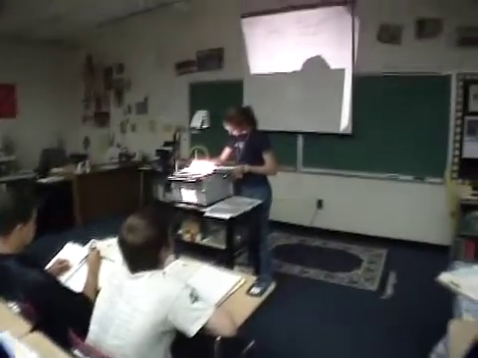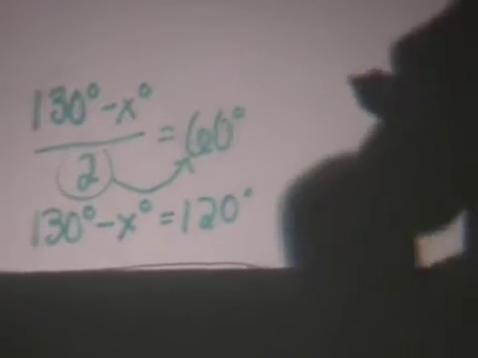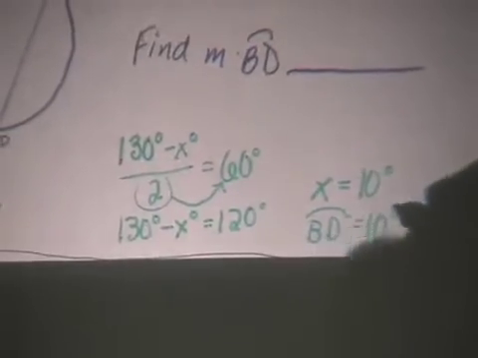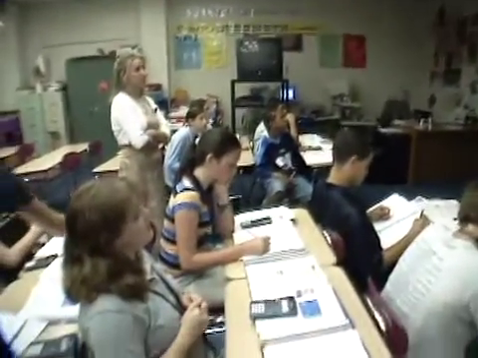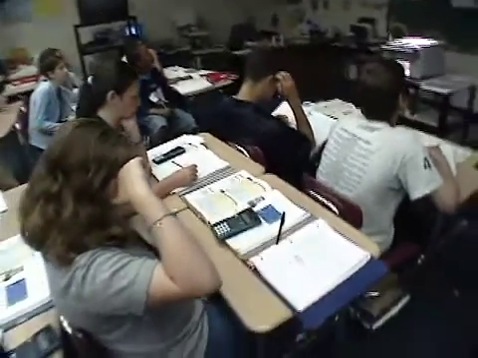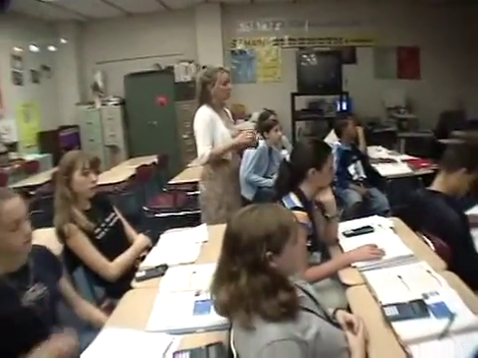Leah did hers with an equation. She followed with the subtraction. 130 minus x divided by 2 should give you 60 degrees, she says. She moved the 2 over and got 120. 130 minus x equals 120. So she filled in her blank with the x. x has to be 10 degrees. 130 minus 10 degrees is 120 degrees. Good.